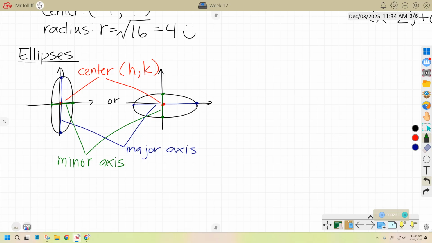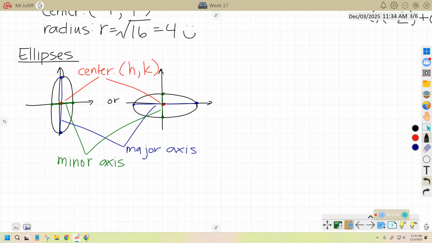Those axes behave like the diameter of a circle. They go all the way from edge to edge, one through the long side, one through the short side. And the question is, how do I incorporate that into my equation to represent that closed shape? This is going to look really similar to the equation for a circle because it's still a closed shape.